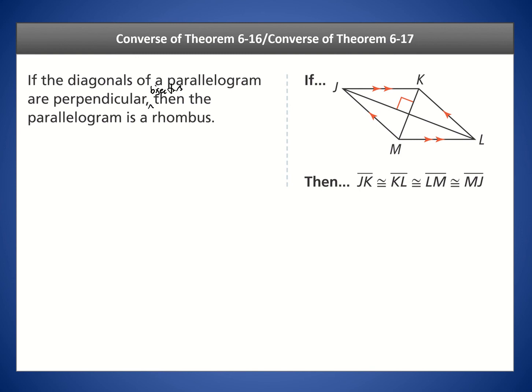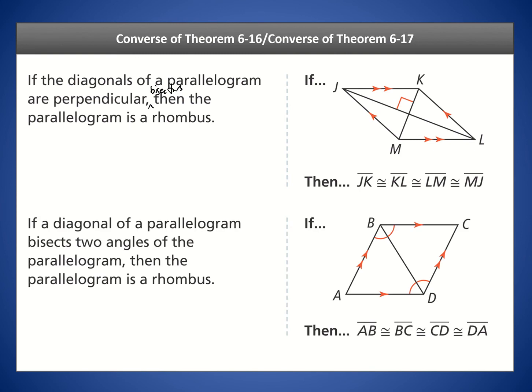The other theorem that we discussed was the fact that if you have a diagonal that crosses a rhombus, in this case, diagonal BD, we know that the diagonals bisect the angles if you have a rhombus. Now, the opposite of that theorem, or the converse of theorem 617, states that if the diagonal bisects the two angles, then the parallelogram has to be a rhombus. Okay, so that's the reverse.